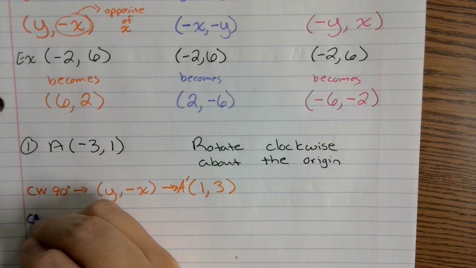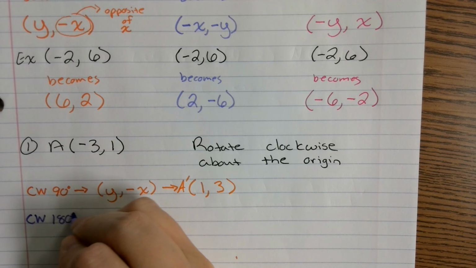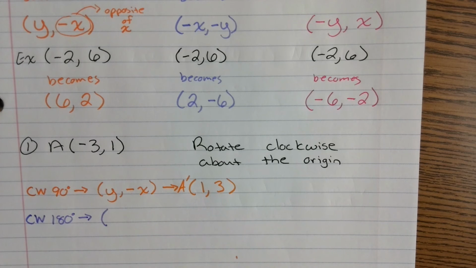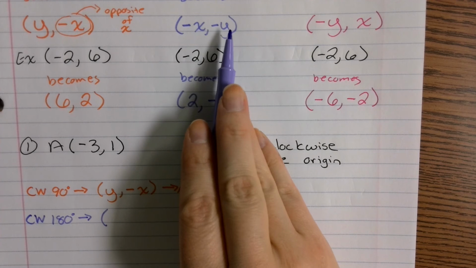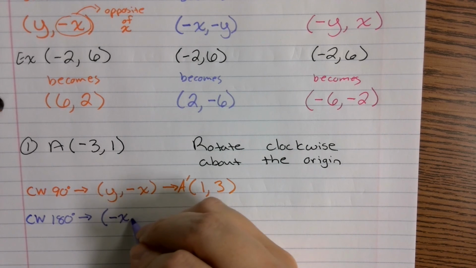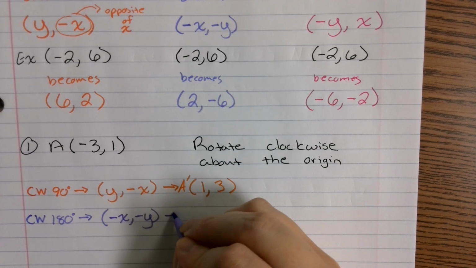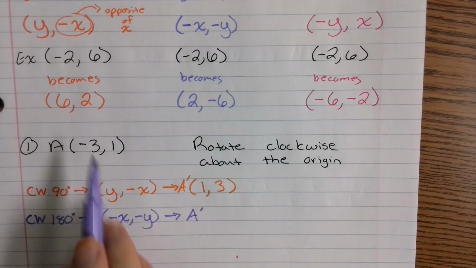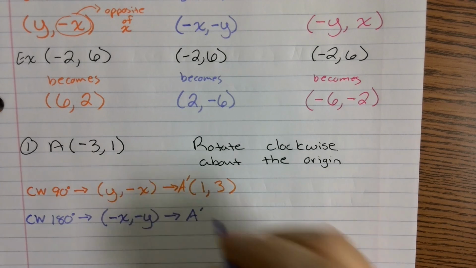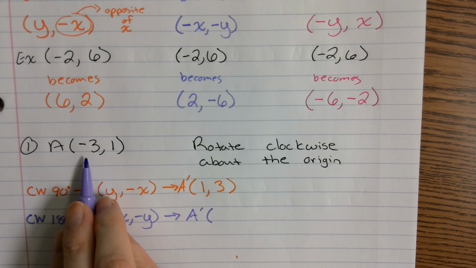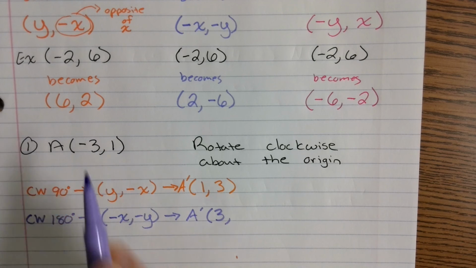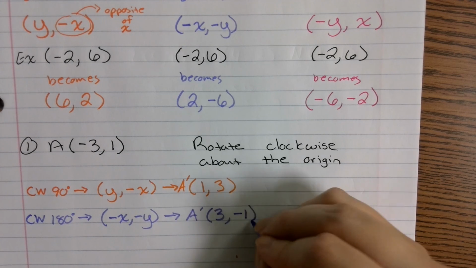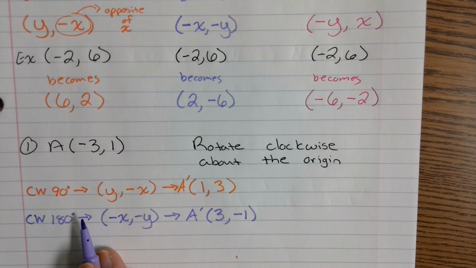If we do a clockwise rotation of 180 degrees, the rule, remember the rule was opposite of x, opposite of y. So for A prime, go back to the original, what's the opposite of the x? 3. The opposite of the x is 3. What's the opposite of that y? -1. Very good. So A prime, 180 degrees, is 3, -1.